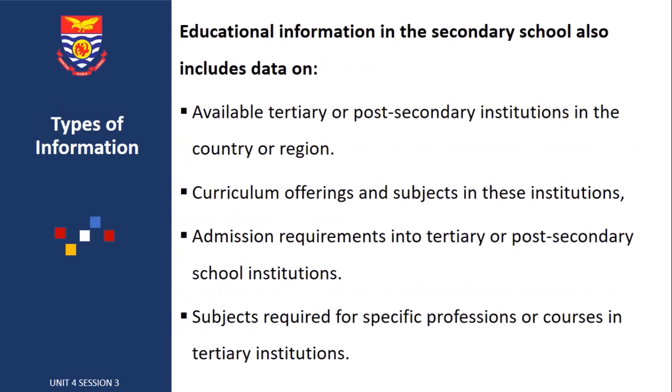The next is educational information in secondary school, which also includes data on available tertiary or post-secondary institutions in the country or region. Next is curriculum offerings, subjects in these institutions. The next is admission requirements in tertiary or post-secondary school institutions. Then subjects required for specific professions or courses in tertiary institutions.